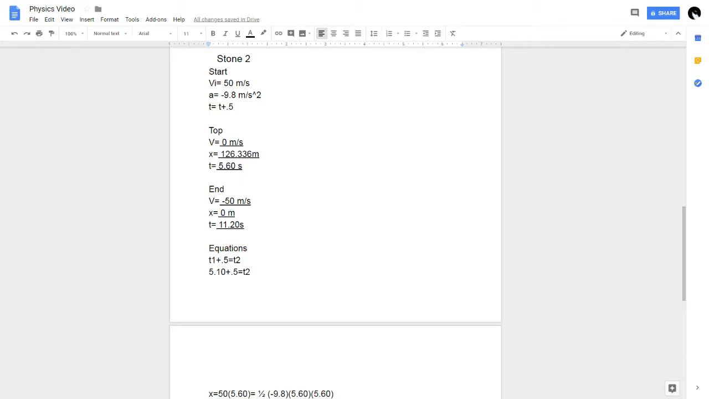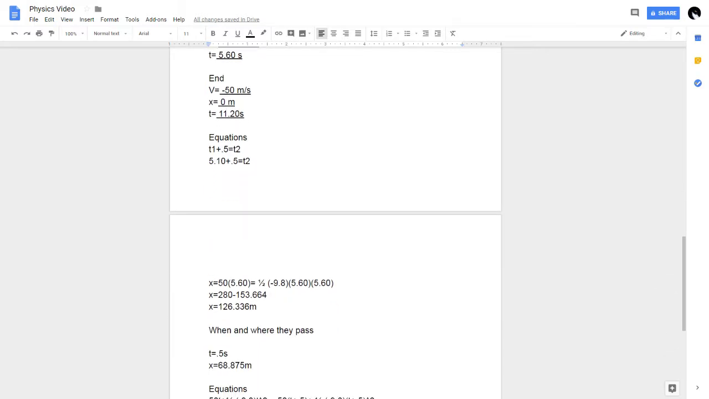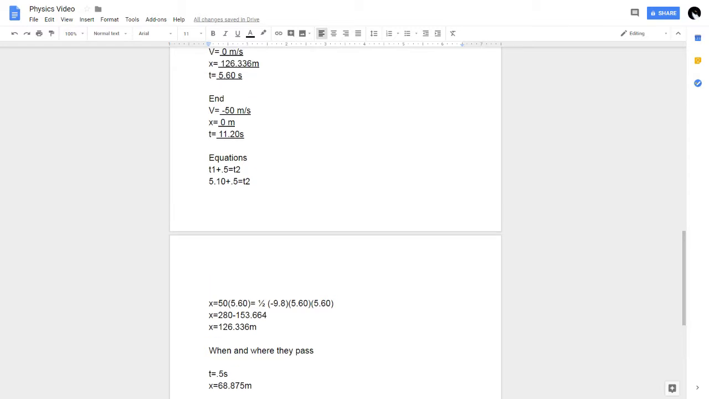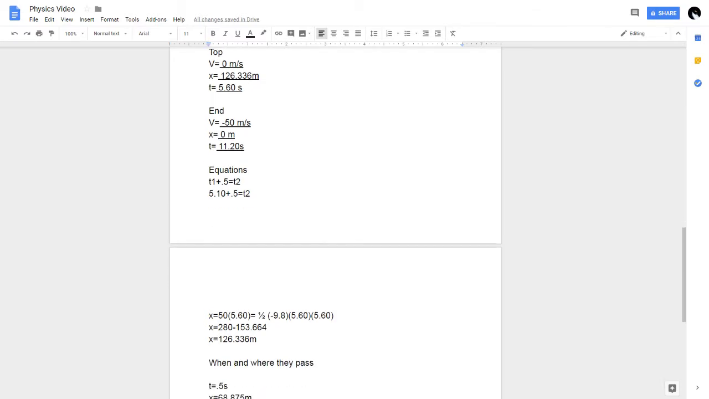And now with these, we're going to find the second stone, which the initial velocity once again is 50, and the acceleration once again is negative 9.8 meters per second squared for gravity. Only this time the stone is thrown 0.5 seconds afterwards, so our time is just going to be the time for the first stone plus 0.5 seconds. And once again, we know that the velocity at the top is 0 meters per second, and displacement is 0 meters. So we're going to do math to figure out the rest of these numbers. The first thing we're going to figure out is the time, which is pretty simple. All we have to do is add half a second to figure out when it's thrown. So it's going to be 5.6 seconds, because that's the top, plus half a second.